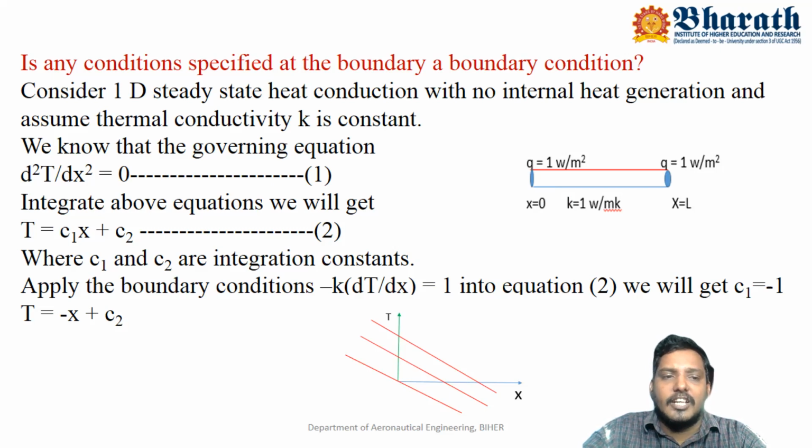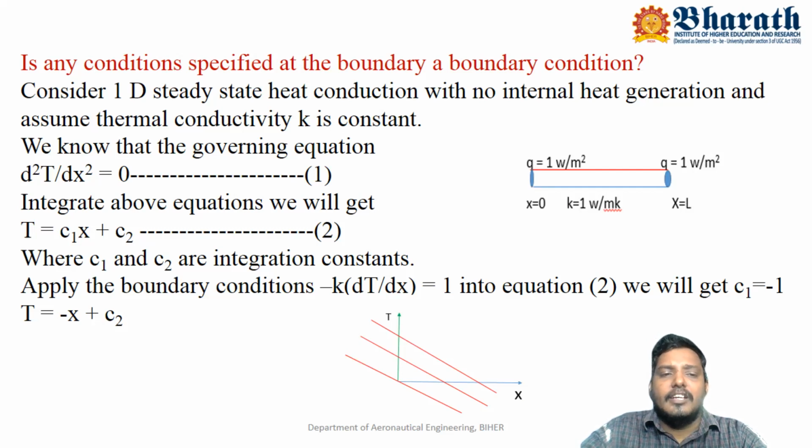It is a one-dimensional steady-state heat conduction problem. We know the differential equation: d squared T by dx squared equals 0. We integrate this equation 1 two times and get the temperature equation T equals C1 x plus C2. Now we apply the boundary conditions. They specify the heat flux entering as q equal to 1 watt per meter square. According to Fourier's law of heat conduction, q equals minus k times dT by dx. Assuming the thermal conductivity of the material is 1 watt per meter Kelvin, minus k times dT by dx equals 1, so with k equal to 1 we get dT by dx equal to minus 1.